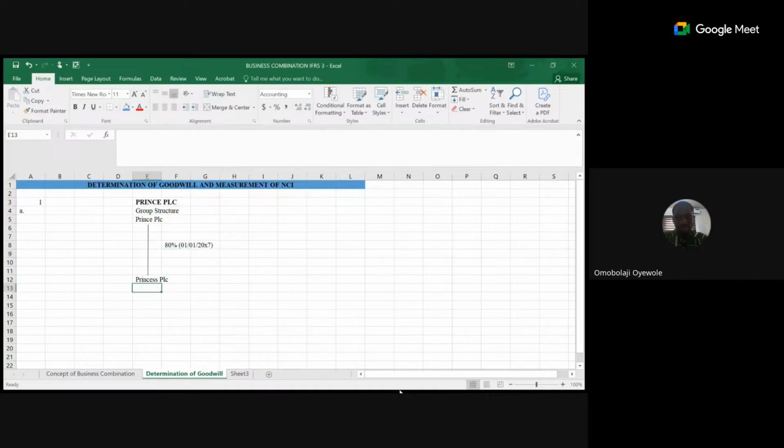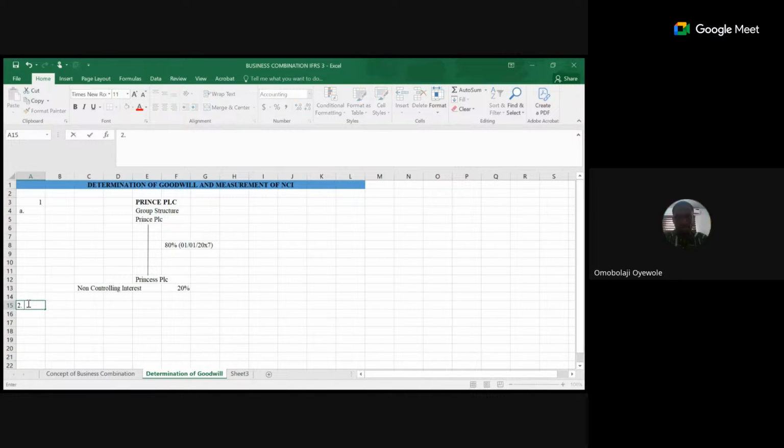So I now like to do something. What I like to do is that because the parent company is just acquiring a part of the total shares of the subsidiary, it means that there is a non-controlling interest. Yes or no? Yes. So now underneath, I'll say non-controlling interests. So my non-controlling interest will be how many percent? 20%. So we are done with our group structure.